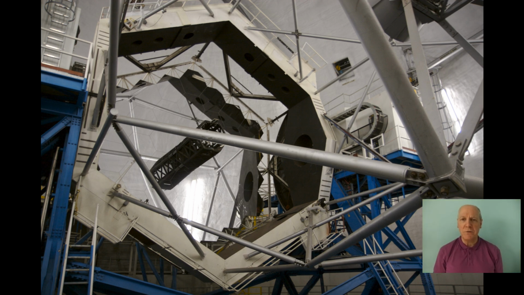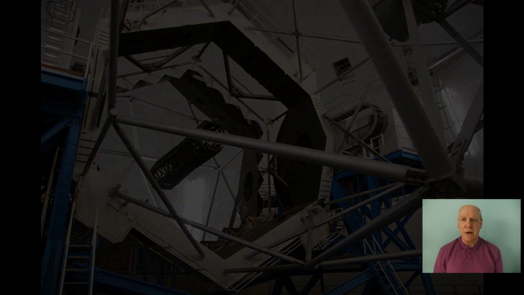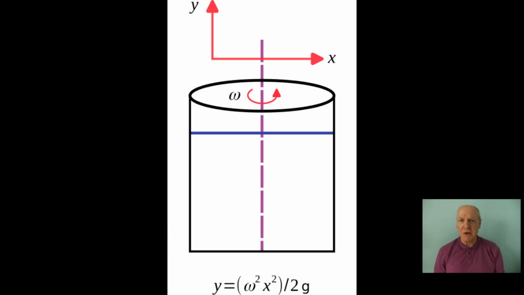Some recent work may well have come up with a solution to the problem of large telescope mirrors produced cheaply, or at least relatively cheaply, and that is what we're going to consider now. Shown here is a container with liquid in it. The parameters are height, y, width, x, and rotation speed, omega.